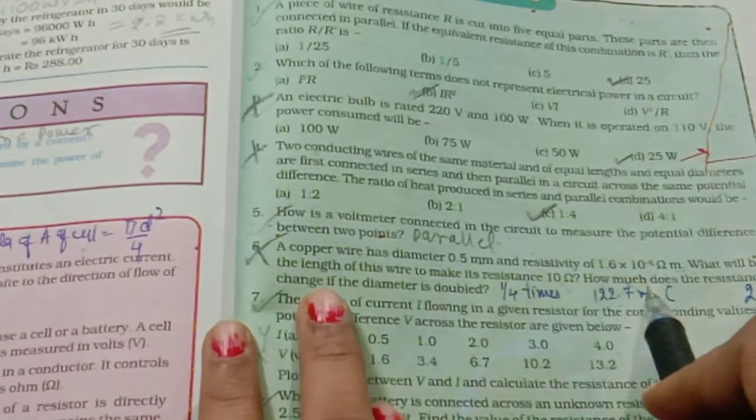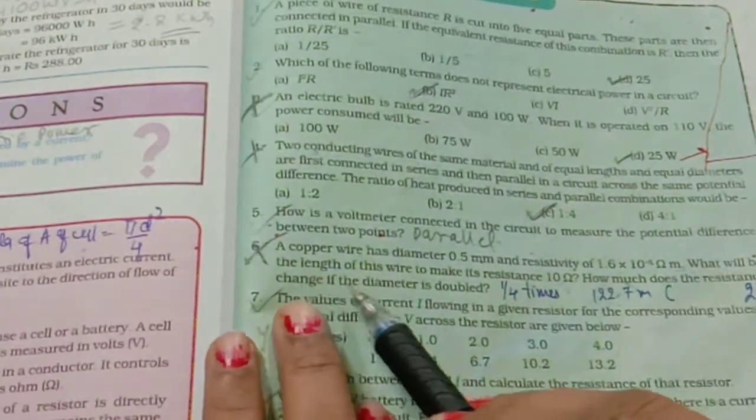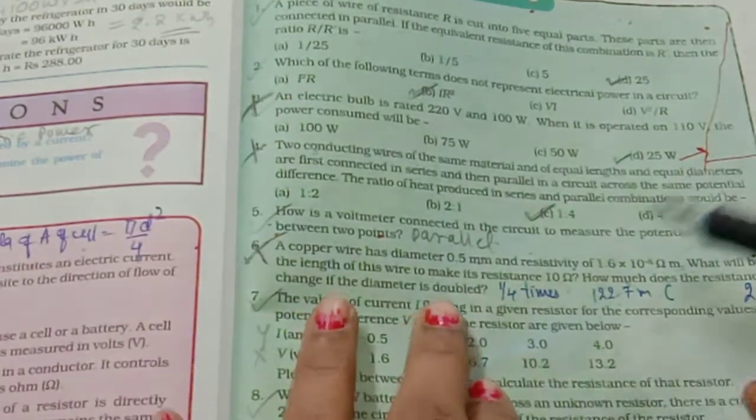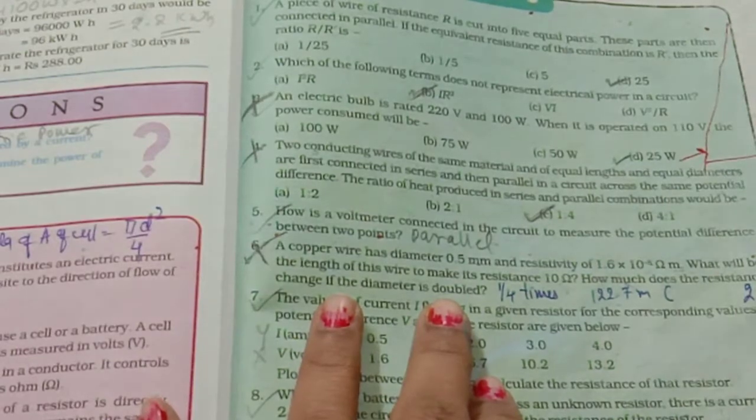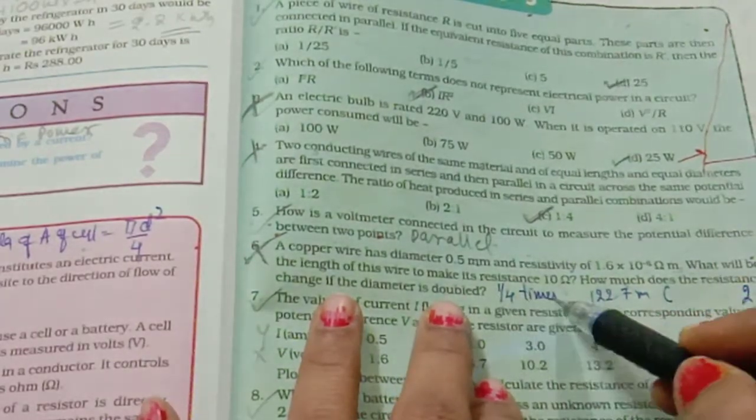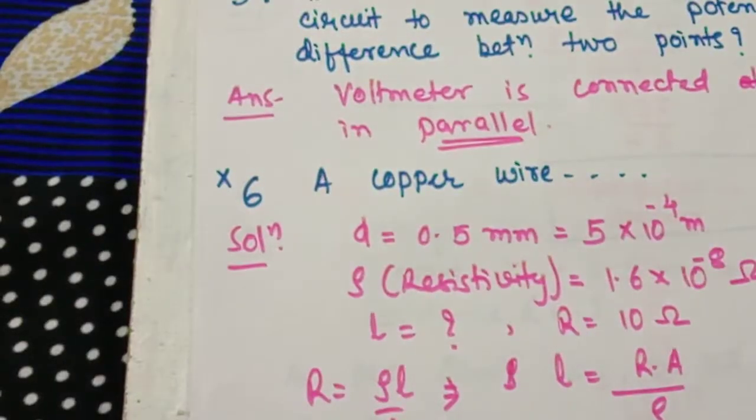One more question: how much does the resistance change if the diameter is doubled? So I will be getting some relation between R and D. So how to solve it? We shall go.